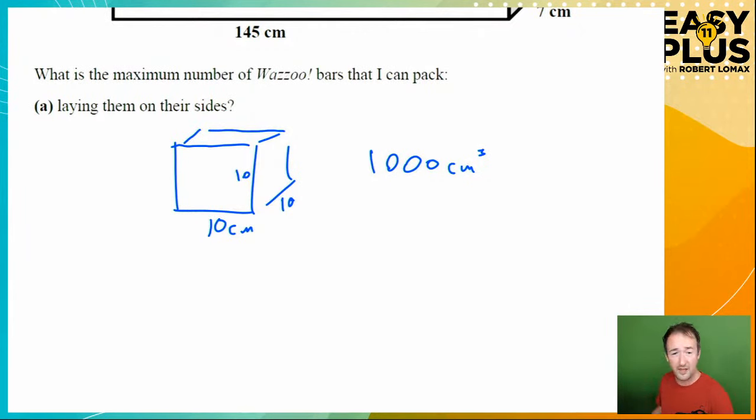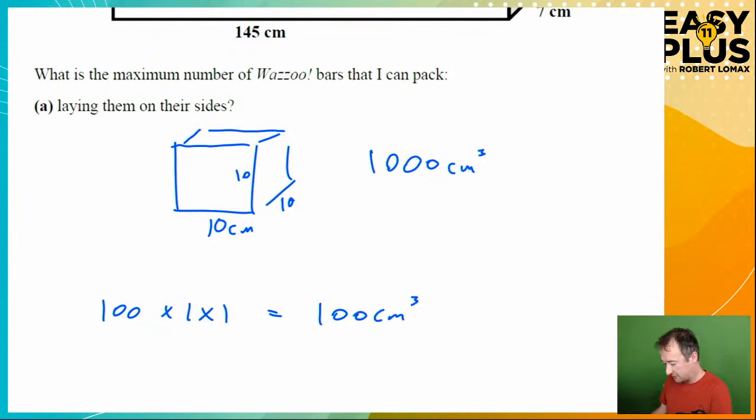And then someone comes along and says, I've got another object. No, let's not do that, that's not a good example. I've got something that's 100 times 1 times 1 centimeters. How many times can I fit that in? So that's going to be 100 centimeters cubed.